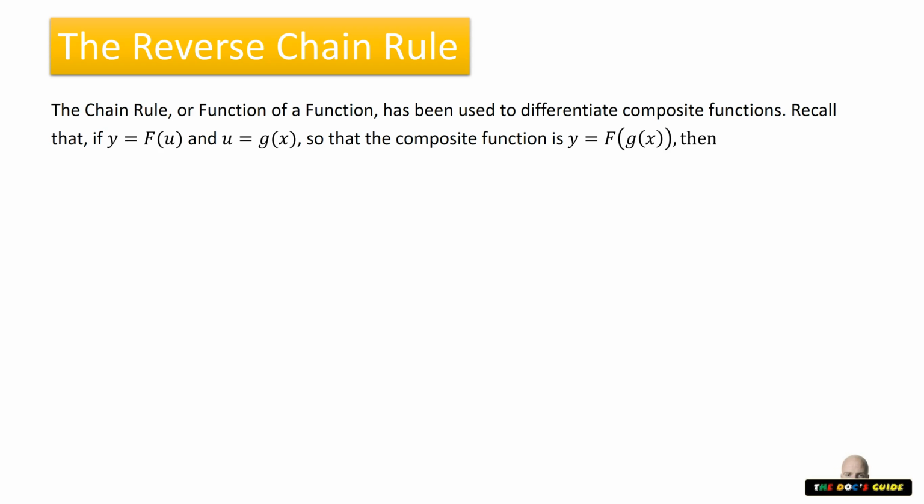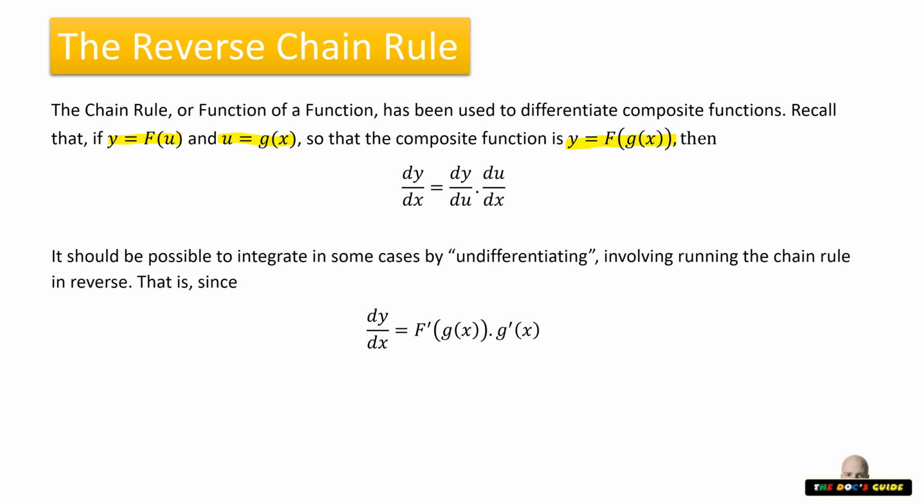So you know about the chain rule, or the function of a function rule, which has been used to differentiate composite functions. So if we had a function y equals f of u, and u itself was some function of x, so we've got that y is some function of a function of x, then we can use the chain rule. We can say that dy dx is dy du times du dx. And if we can do that, it should be possible to integrate by undifferentiating. So you run the chain rule in reverse.